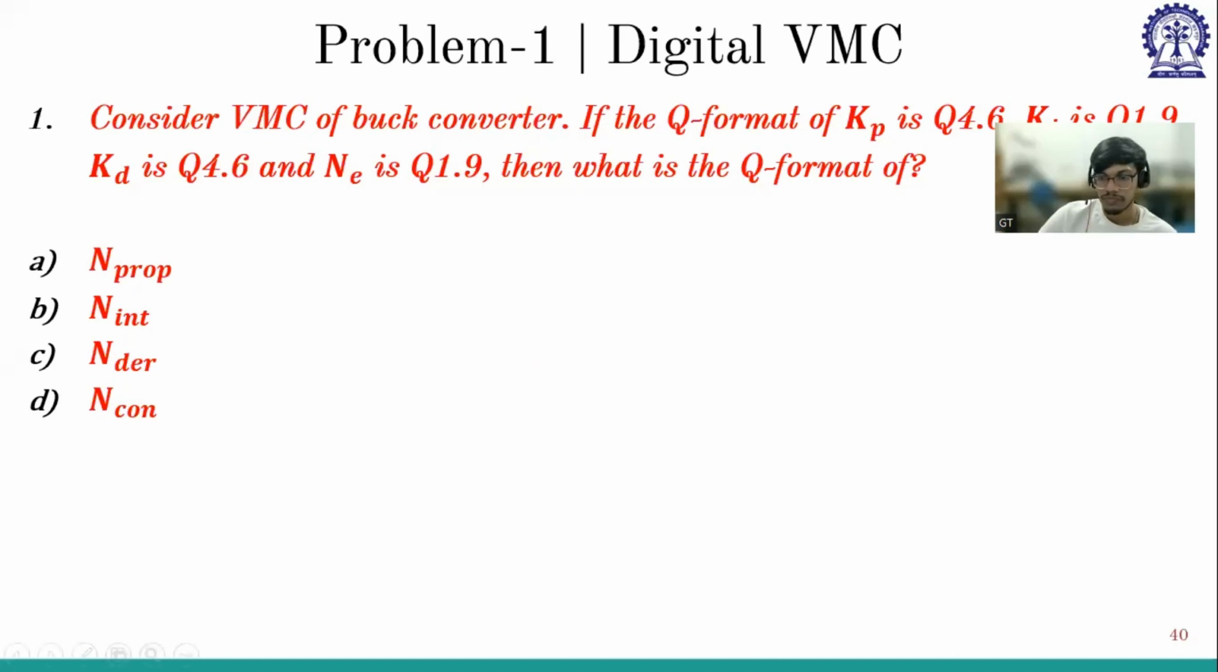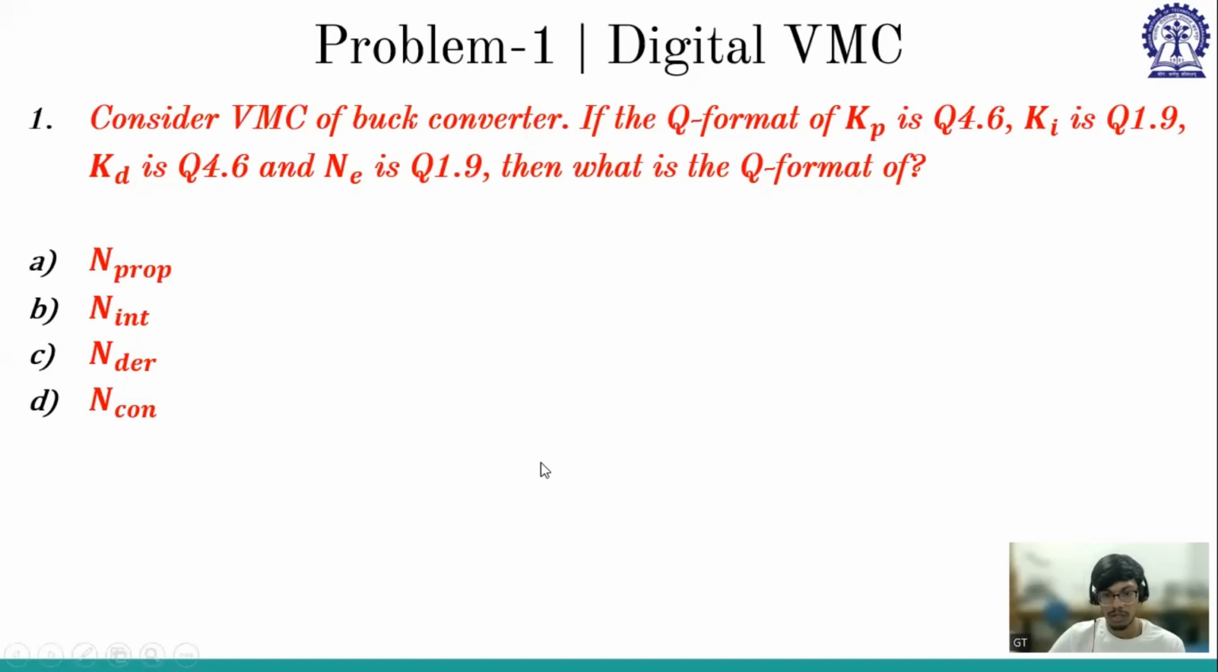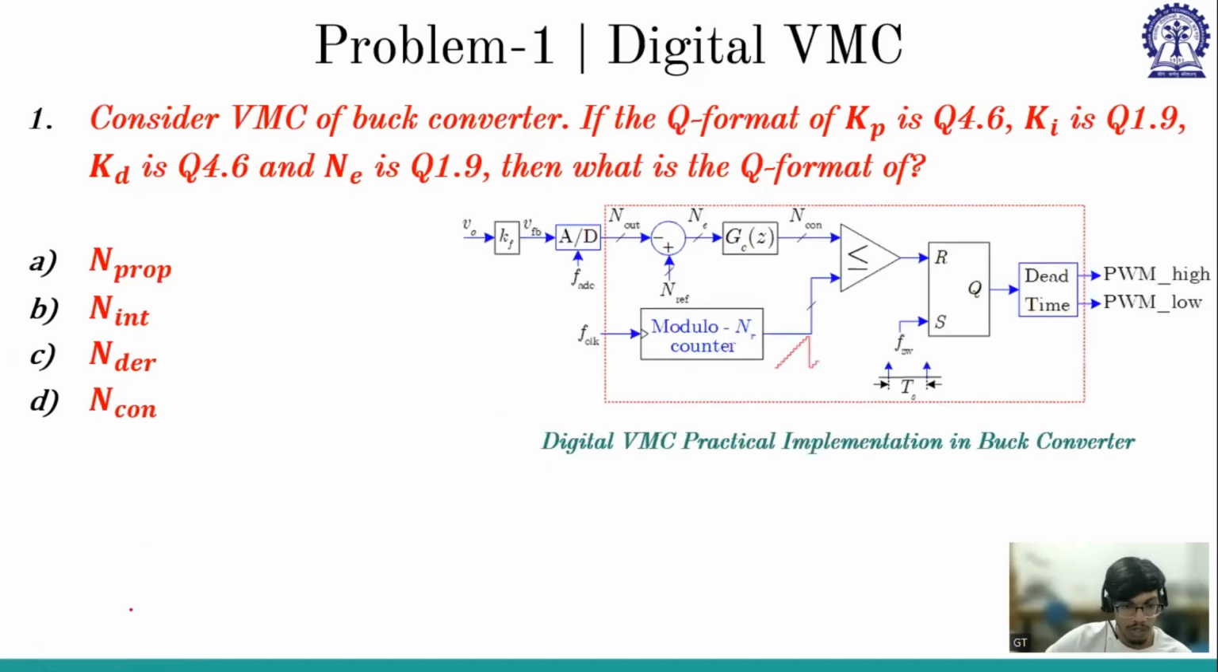I have given you a digital voltage mode control, and I have given the Q format of KP as 4.6, Ki as 1.9, KD as 4.6, NE as 1.9. So what is the Q format of NPROP? NPROP is KP star NE, right? So what is the Q format? 4.6 star 1.9.